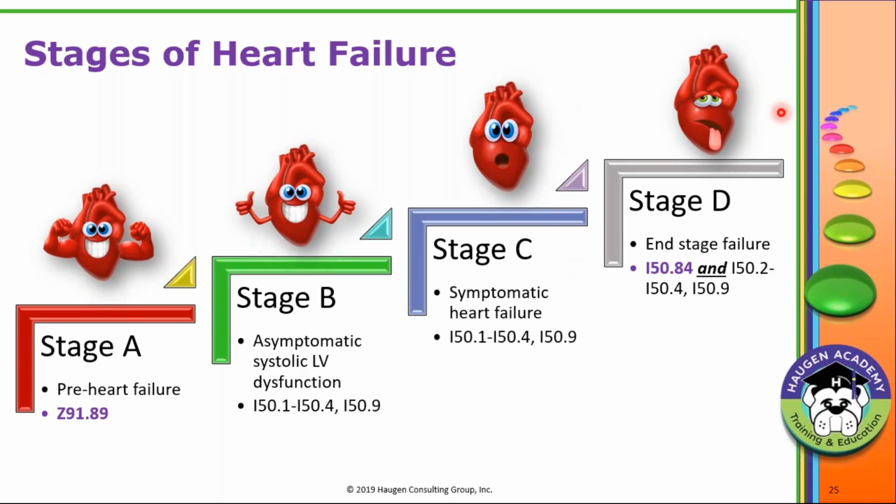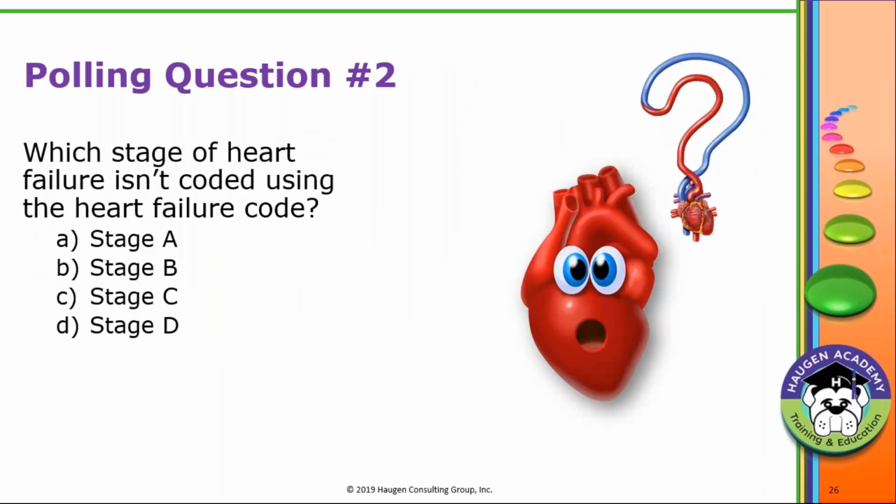And then stage D, and he just looks pooped out. This is end-stage failure and requires 2 codes. So you'll have a code from categories I-50.2 to I-50.4 or I-50.9, as well as your I-50.84 code to show that the patient is in end-stage heart failure. So we don't really have anything unique for stages B and C, but stages A and D are different. And that's going to bring us to our next polling question.